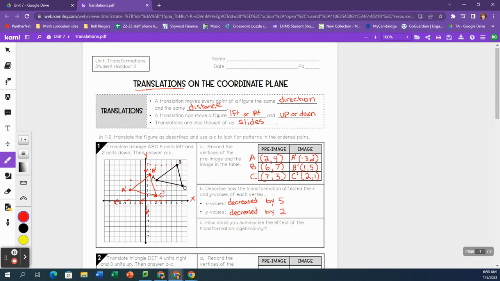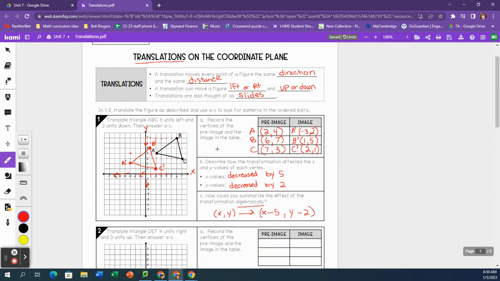So if we were to put that in an algebraic way, how we could show it algebraically is we would say the x and the y, this is what happened. The x minus 5 and the y minus 2. That's what happened algebraically. Okay?